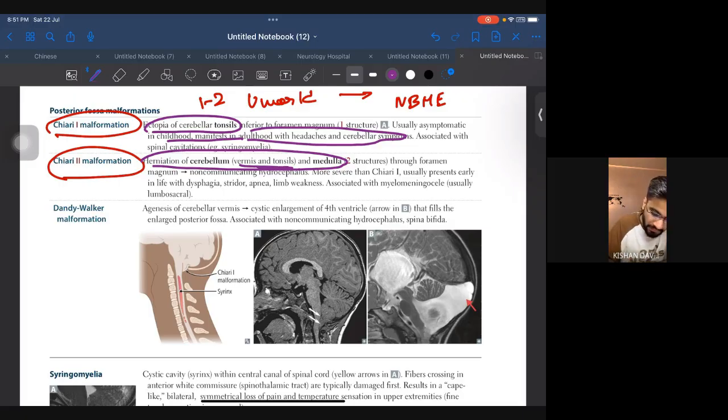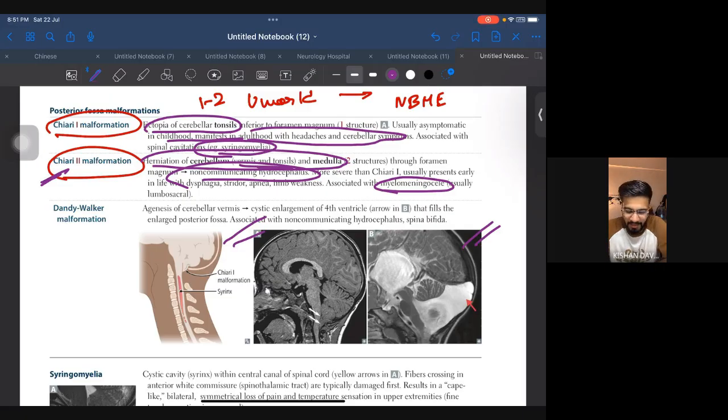And what will be here? If they want to ask Chiari 2 malformation, they will give you hydrocephalus. Hydrocephalus we will be discussing soon, so you just have to figure it out. Another thing is they will give you myelomeningocele here and they will give you syringomyelia here. So these three are the differences by which you can identify Chiari 1 and Chiari 2, and along with this, X-ray and MRI are very important. Looking at the MRI, you should know what is happening.